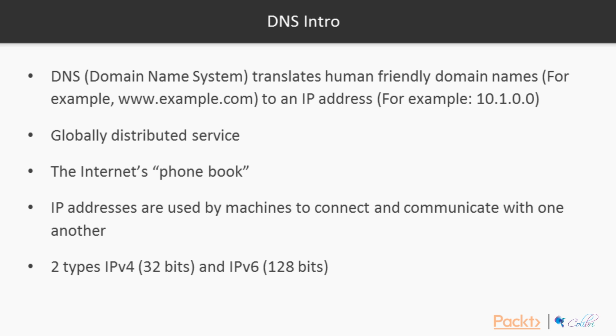IP addresses are used by machines to connect and communicate with one another, and there are two different types of IP addresses that are currently supported. So we have IPv4, these are 32 bits, and IPv6, which are 128 bits. IPv6 got introduced because IPv4 can support about 4 billion addresses. And at the moment, because we're getting very connected and we're getting more and more devices connected to the internet, they introduced IPv6 to be able to support a lot more addresses.